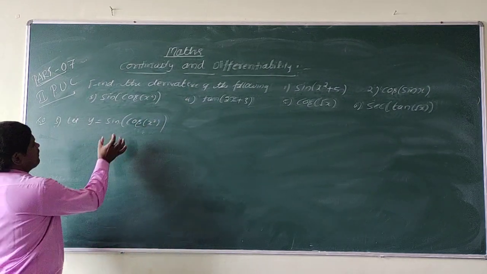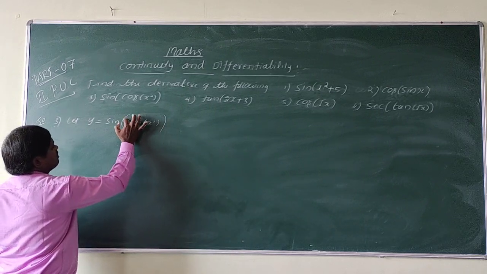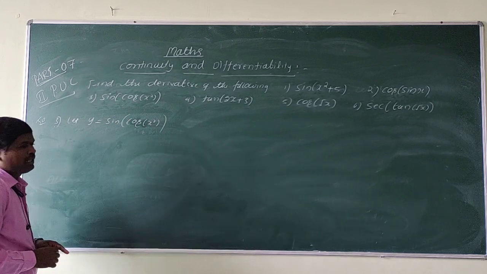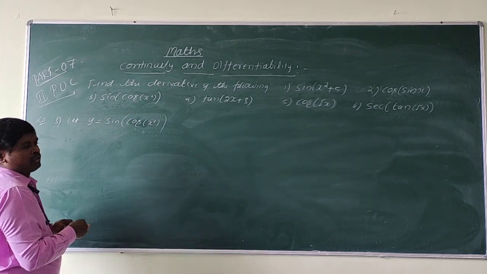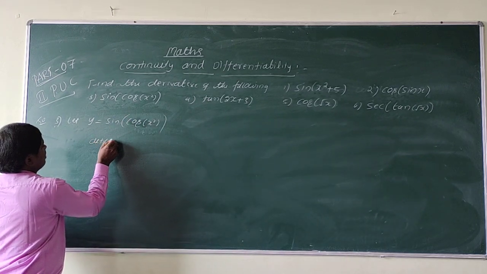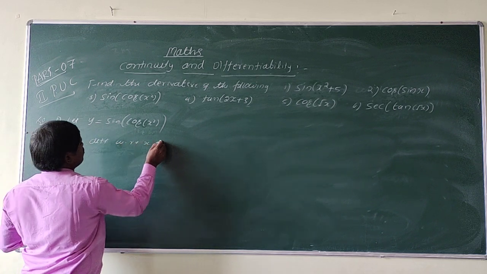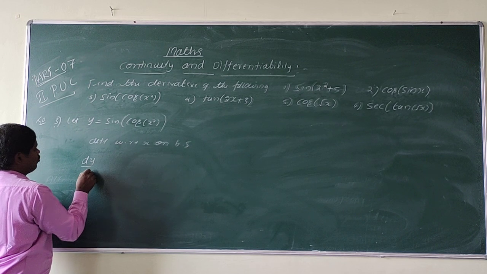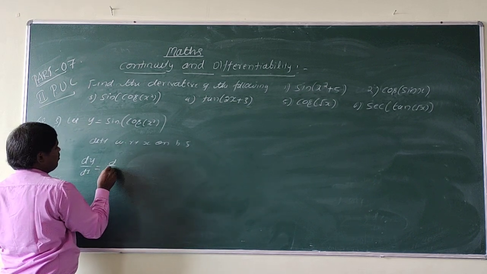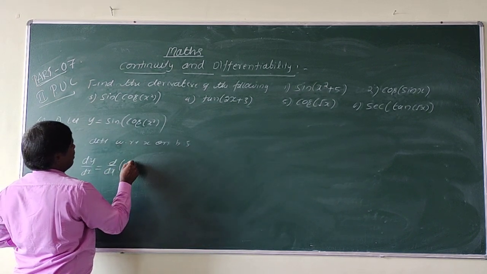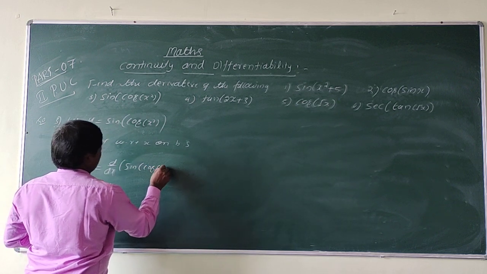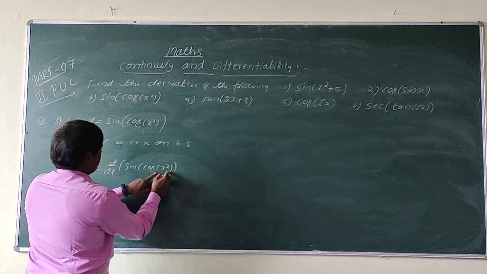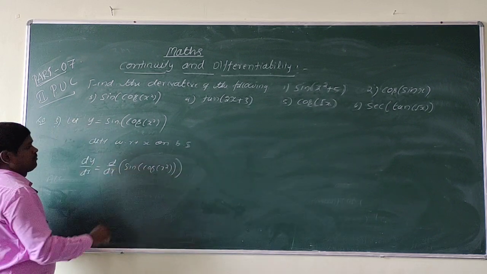So first we are going to differentiate this term. The whole term is assumed to be x. Okay, so what is the differentiation of sin x? So differentiate with respect to x on both sides. Then we get dy by dx is equal to dy by dx of sin of cos of x square, and this is the closing bracket for this and this closing bracket.